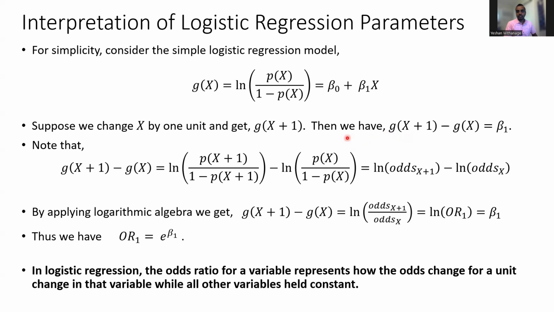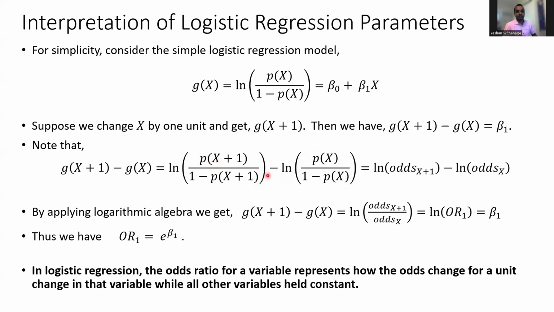So this difference gives us the difference between the two log odds values, right? Here you can see that g(x+1) minus g(x) is actually equal to the log of p(x+1) divided by 1 minus p(x+1), minus the log of p(x) divided by 1 minus p(x). Here p(x) means this probability depends on x, so I consider this probability as a function of x.